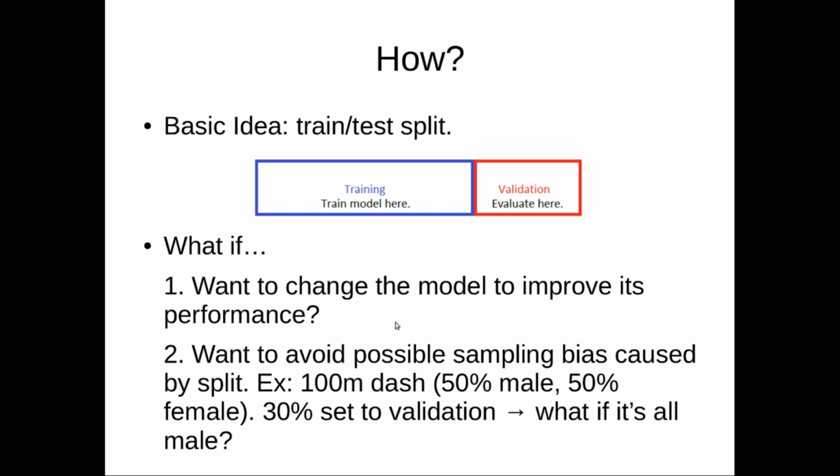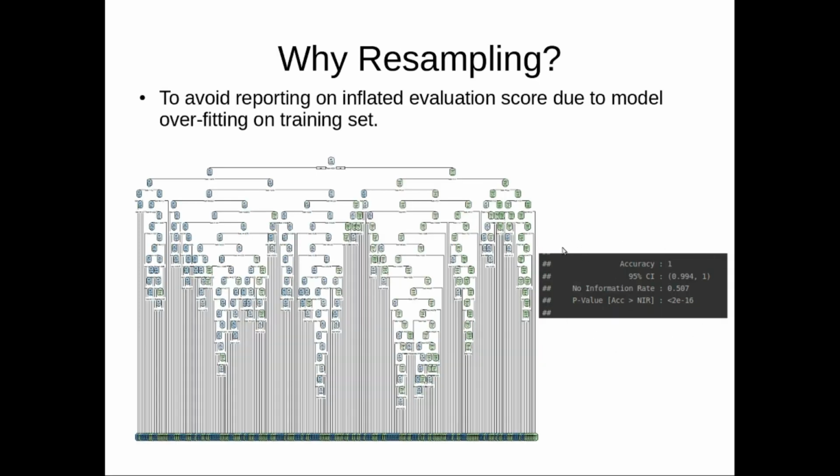Now, there are, however, some issues with this approach. The very first one is, what if I want to change the model, like tune the parameters, to improve its performance? Well, remember that the model is being evaluated on the validation set, which is not supposed to be used for training. So if you change the model parameters, and then you retest the model on the validation set and see that the score has increased, you keep doing this, you're essentially training on the validation set, and that is a big no-no. Right, because you're going to be reporting on the training set performance again.